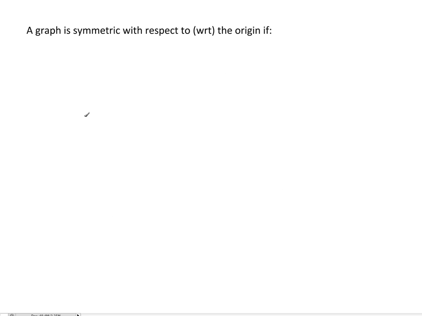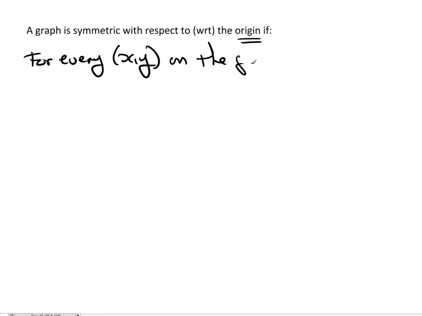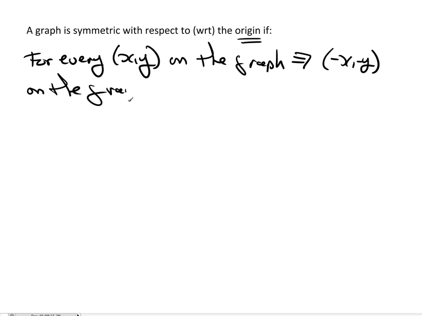Now, a graph is symmetric with respect to the origin if for every (x, y) on the graph, that means I'm going to have the point (negative x, negative y) on the graph. So again, let's draw a quick picture here. Of course, right there's the origin. So over here, I have an (x, y).